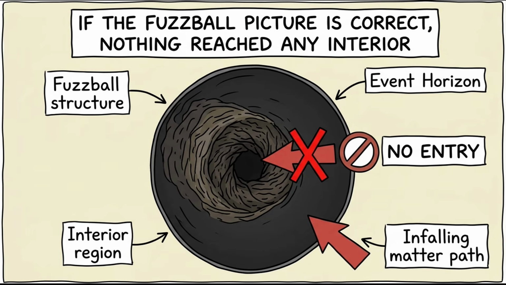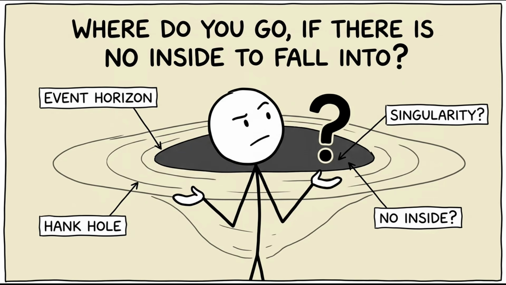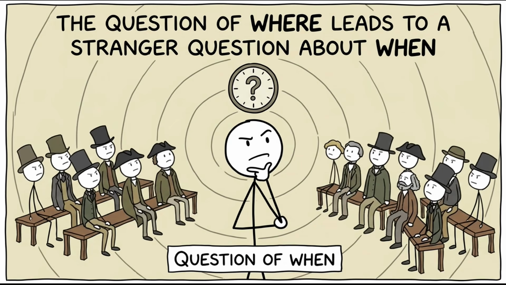If the fuzzball picture is correct, nothing that has ever fallen into a black hole reached any interior. The matter simply became part of the surface, smeared into a tangled structure at the boundary you can never cross. Where do you go if there is no inside to fall into? The question of where you go leads to a stranger question about when.